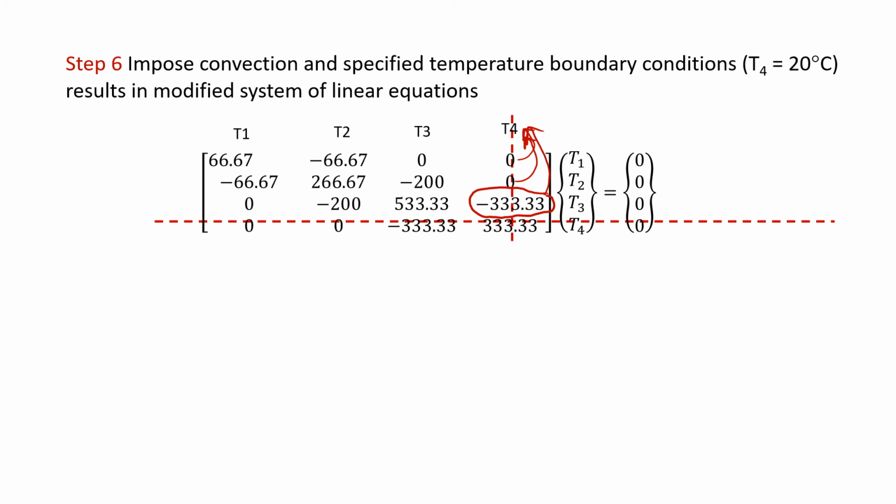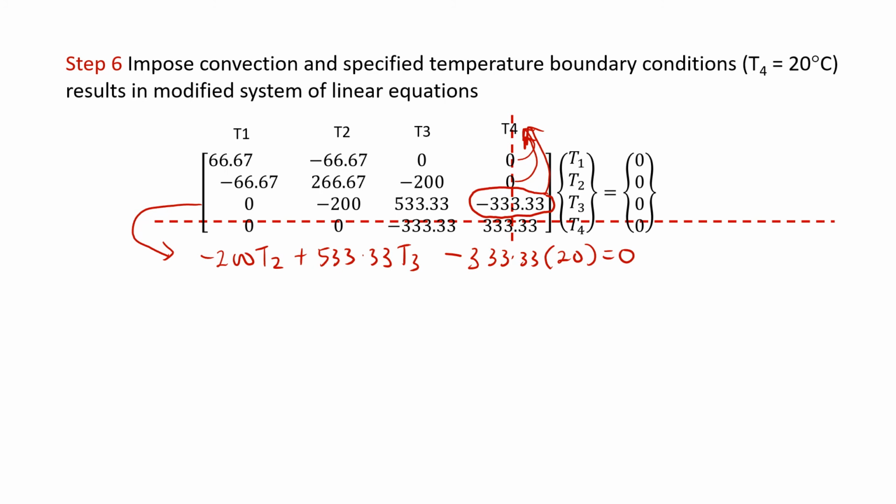Okay, for those who do not really understand, I will show you by taking out this row number 3 and writing it down as an equation. So in row number 3, we have negative 200 T2 plus 500 T3, minus 3.33 T4. T4 is 20, equal to 0.